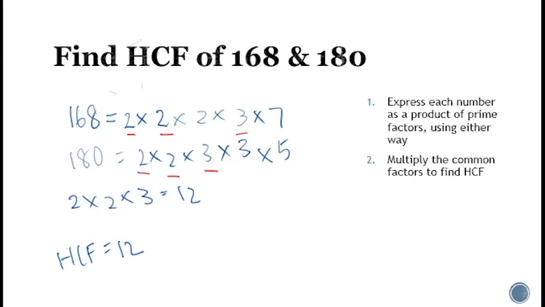Finding HCF of 168 and 180. Same thing, you express each number as a product of prime factors using either way. Then you multiply the common prime factors. Be careful, not 2 times 3, but 2 times 2 times 3. So for LCM, it's multiplying the largest set. For HCF, it's the common factors.